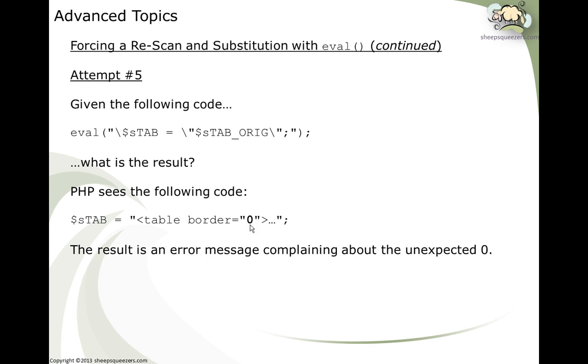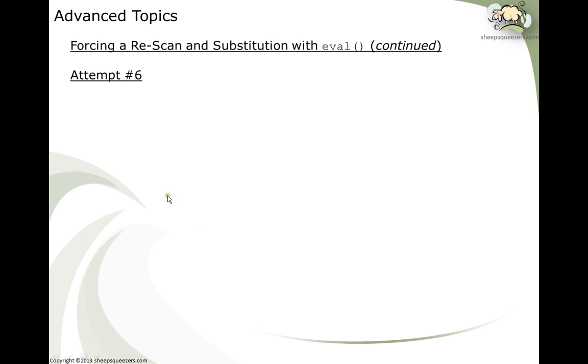The result is an error message, again complaining about the unexpected 0. Similar thing to the previous slide, okay? So we're trying all these different things, and it's just not working. Again, result: fail.